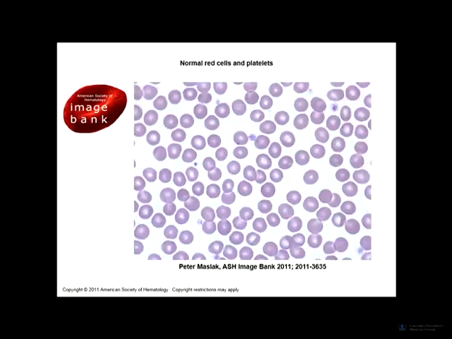This is high power. Again, the central pallor should be no more than 1/3 of the cell's diameter, which is what you see. Here you can see the platelets better. There's no nucleus here. And there's no nuclei anywhere here. These are just the platelet granules that appear purple.